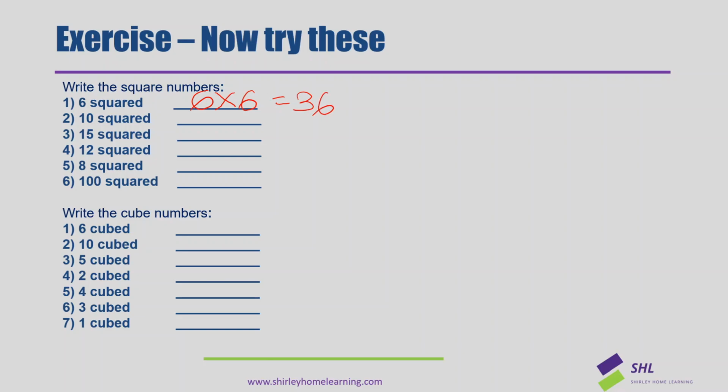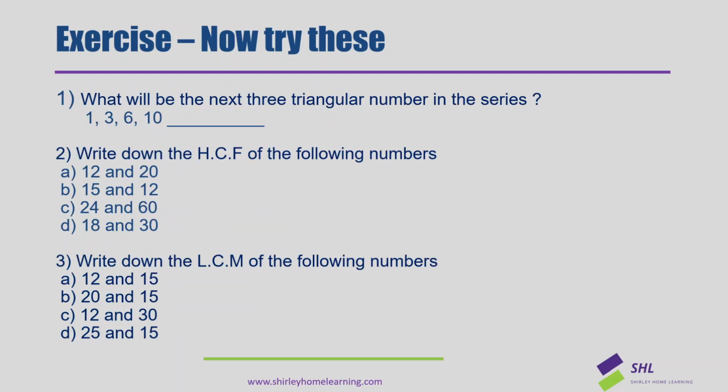In the same way, for cube numbers, you multiply it 3 times with the same integer. So 6 cubed would be 6 times 6 times 6, and then you write the answer. Okay. And then you have got some more. So here are the triangular numbers so that you can have a go at them.